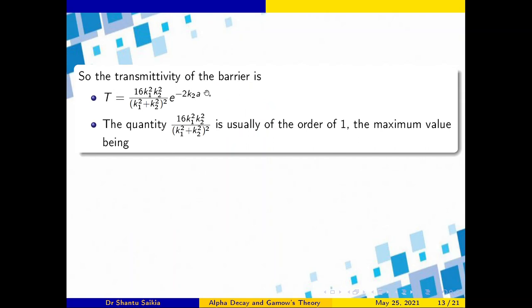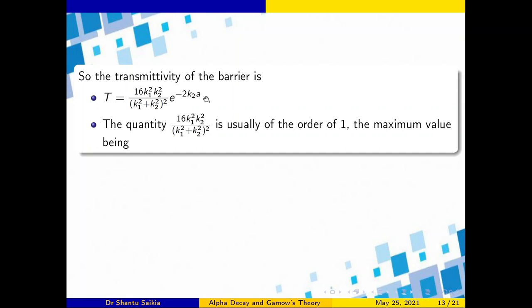So the transmittivity of the barrier is given finally by this expression, e to the power minus 2k2a. Now if we put back the values of k1 and k2 in this expression, k1 is root over 2mE by h cross, and k2 is root over 2m(V minus E) by h cross.